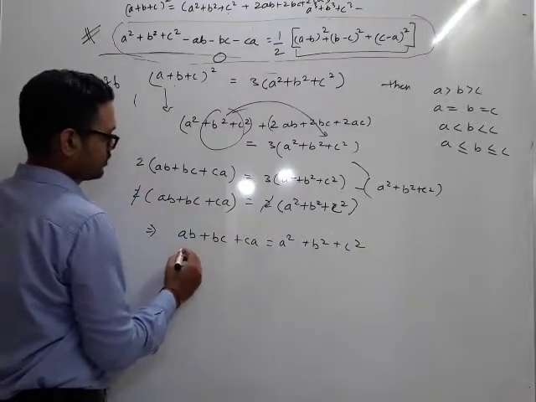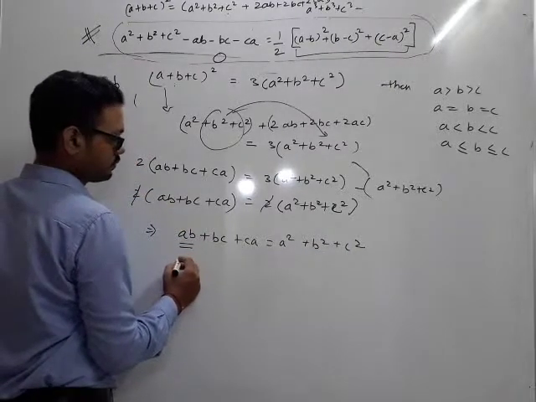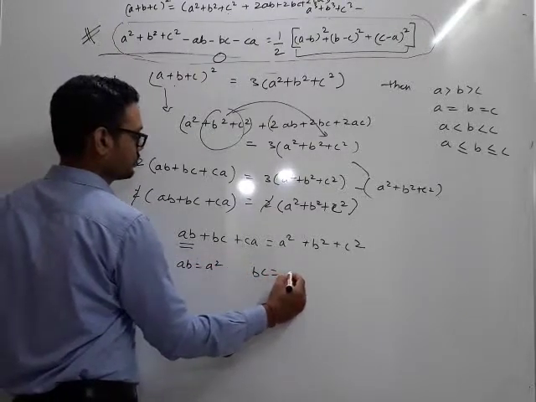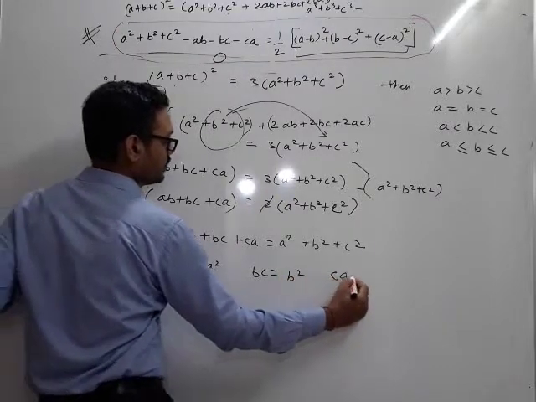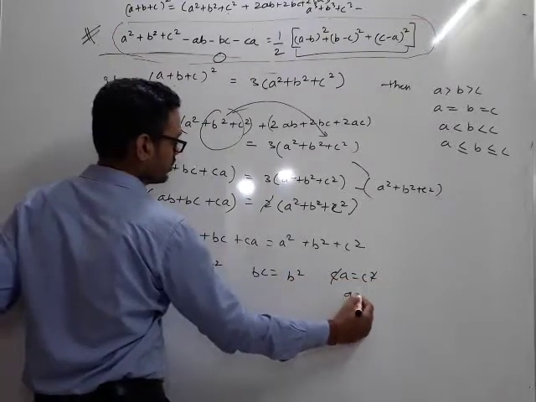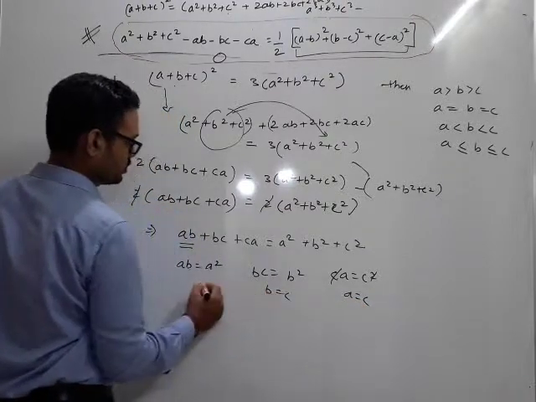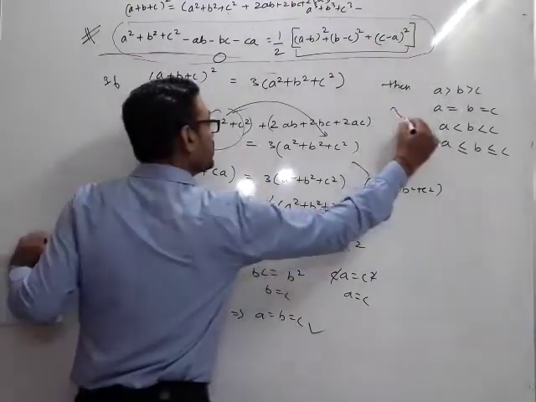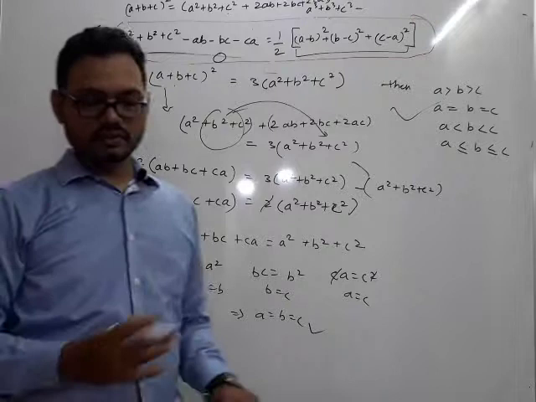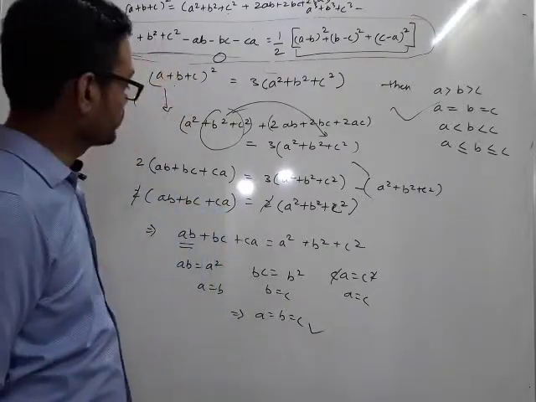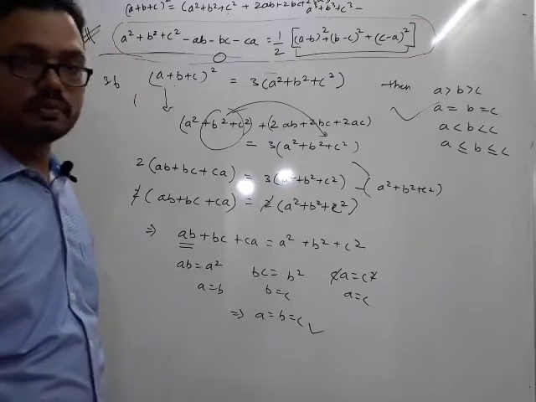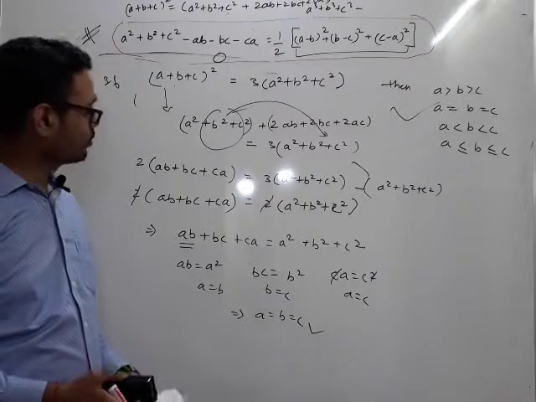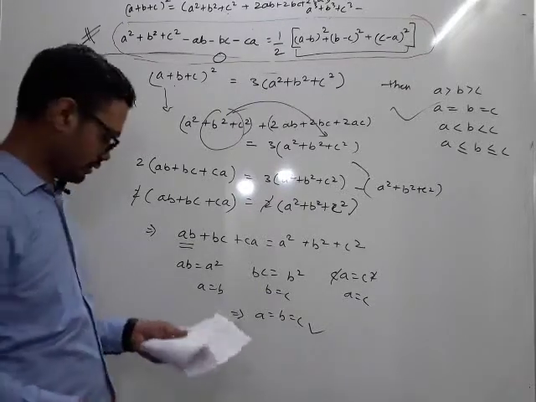Right, through this we can say AB is equal to A square, BC is equal to B square, CA is equal to C square, so A is C, B is C, A is B, implies A is B is C. This is the answer. Right, it's just an application of formula. You just need to remember the formula of A plus B plus C the whole square. This is what was asked once in the examination. Now I hope you have understood it. Just take a screenshot of it.